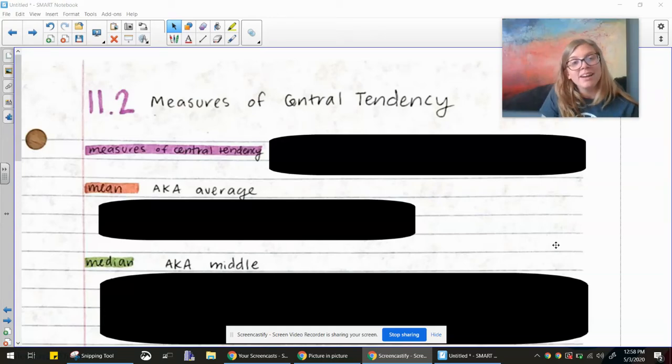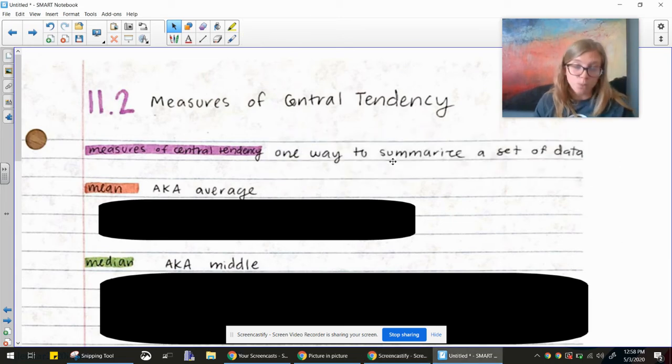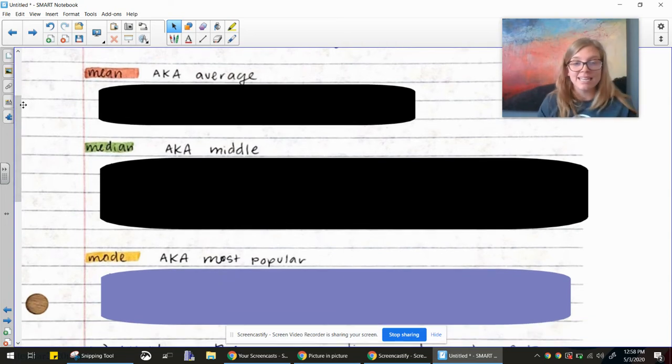Everybody, today we are going to talk about measures of central tendency. These are the main and easiest ways that we can analyze statistics. Measures of central tendency are just a way to summarize a set of data. So by summarizing a set of data, they help us find trends within that data and draw conclusions about that data. The three measures of central tendency are mean, median, and mode.